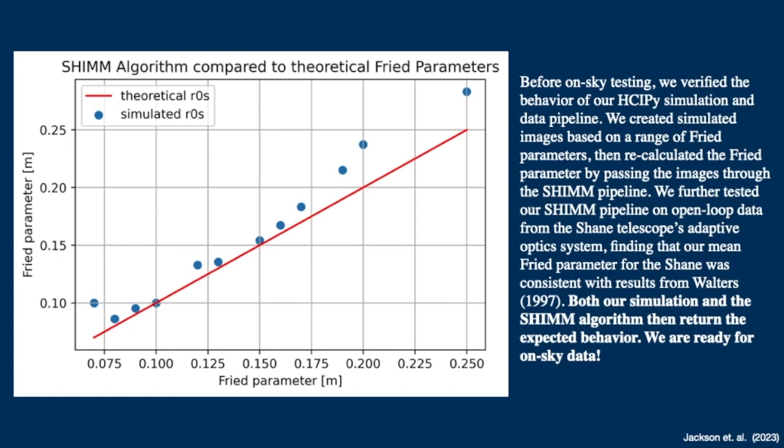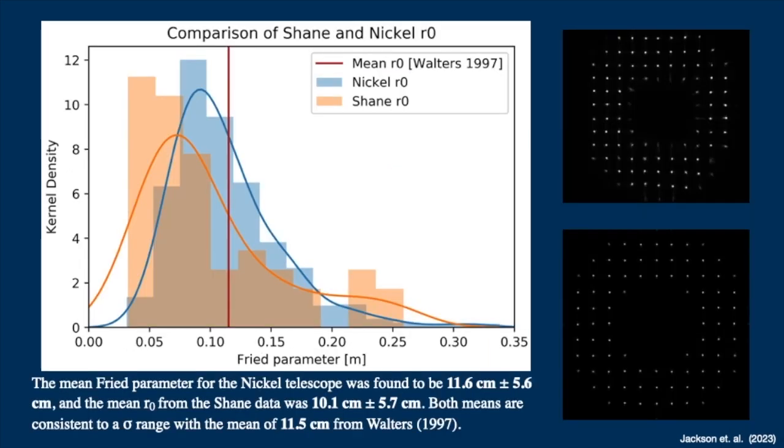So in this graphic, on the x-axis is the theoretical Fried parameter that we input into our simulation, and the blue dots on the y-axis indicate the recalculated Fried parameter from our data reduction pipeline. Up to about 18 centimeters, our pipeline reproduces values that are really consistent with what we set in our simulation. For our purposes on the Nickel telescope, this is really promising and means that we're ready for on-sky testing. And these are our first on-sky results.